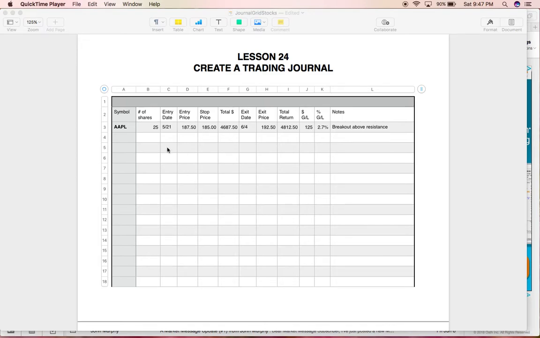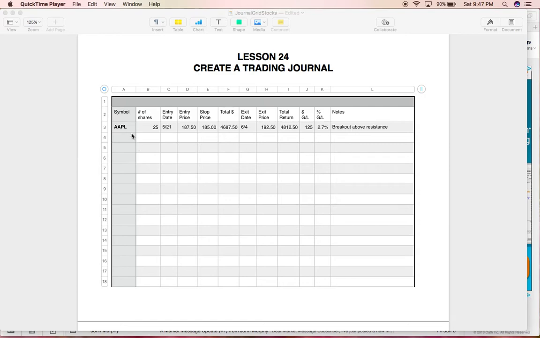And this is not a real trade that I made. This is all fictional. I did look at the chart to make it look like a realistic trade, as far as the dates and the price and all that. But this is not a trade that I made. I just made this up for this lesson.